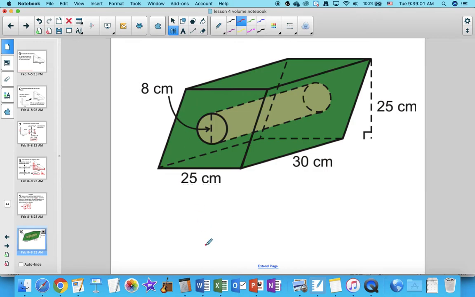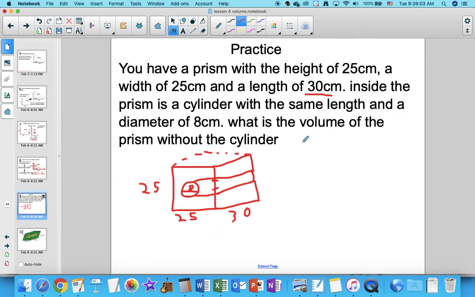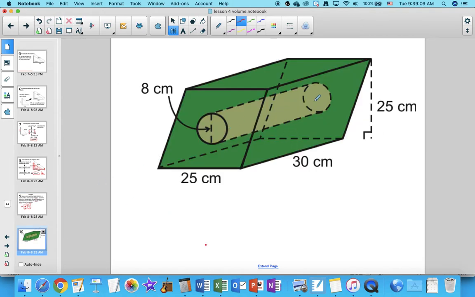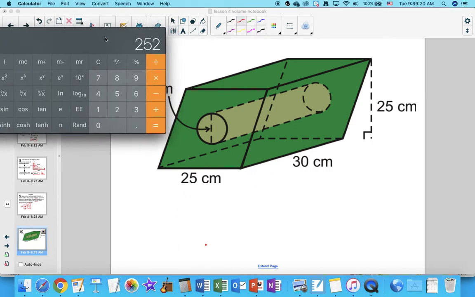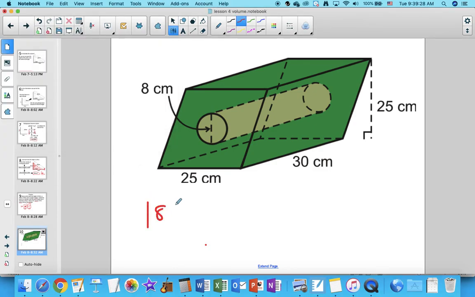All right, well, I want to find the volume of the prism without the cylinder. So basically, I'm going to take the cylinder out. Well, how would I find its volume? Well, what I would do is, just like before, I would find the volume of the prism. So it would be 25 times 25 times 30. So we get 18,750 centimeters cubed, right? So you know that this is the volume of the prism with the cylinder inside.